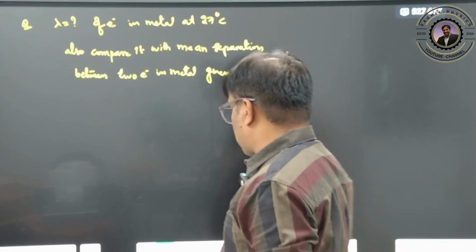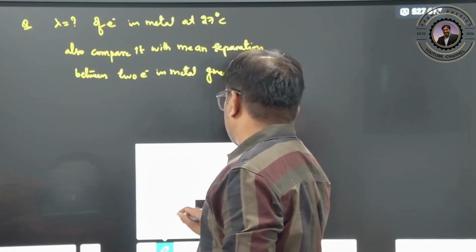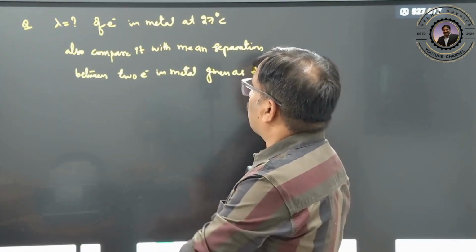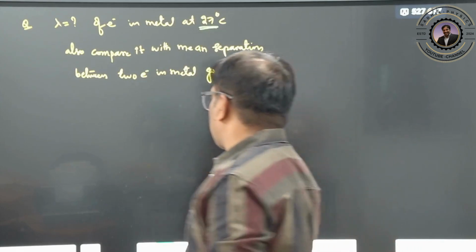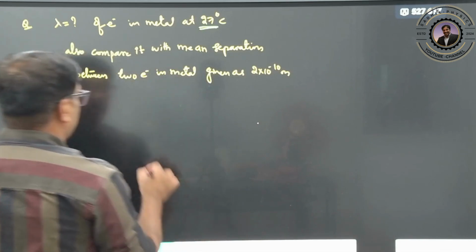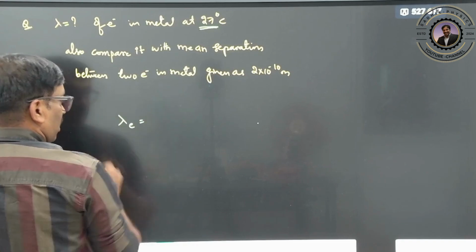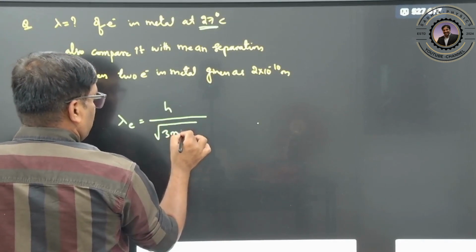Now let us see; this one has slightly lengthier calculations. We want to calculate the de Broglie wavelength of an electron inside a metal which is at 27 degrees centigrade. Therefore what will be the temperature? Then the wavelength of the electron can be written as h by square root of 3mkT.